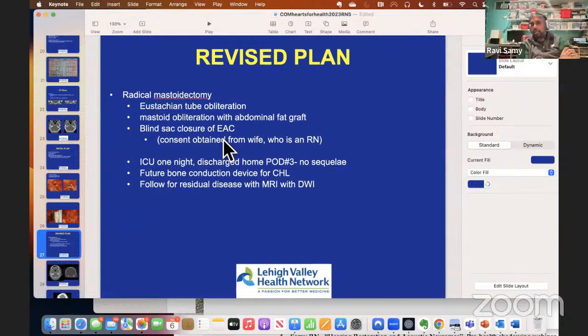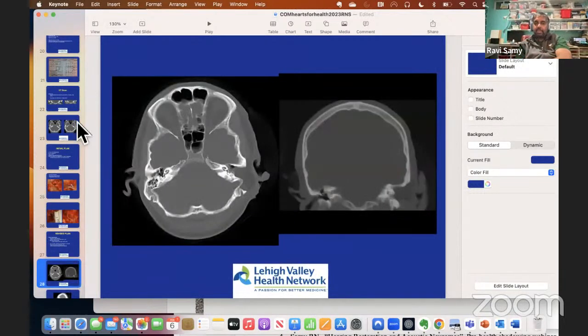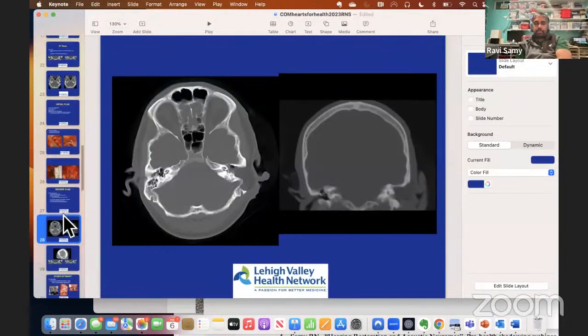And then I'll do what's called an implantable device in the future for his hearing loss. And then after I have cases like that, when I'm surprised by what I find, I take a step back and say, okay, what exactly happened? And by the way, this is the post-operative scan. This is the fat that I placed into the ear here. You can see that tissue there, and then this way as well.